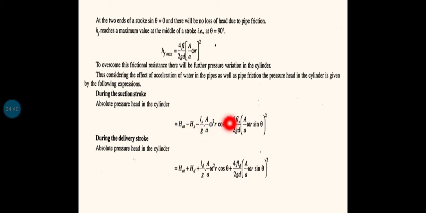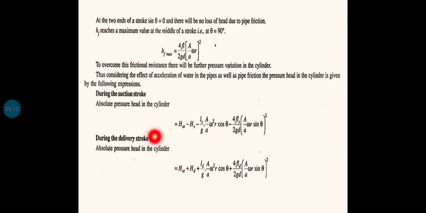Along with that, you will have the pressure head due to acceleration, that is Ls by g, A by a, omega square r cos theta, minus the pressure head due to friction, that is 4f Ls by 2g ds, actually here it should be 2g ds, where ds is the suction pipe diameter, into A by a omega r sin theta whole square. See, this acceleration term depends on cos theta, and the frictional term depends on sin theta.